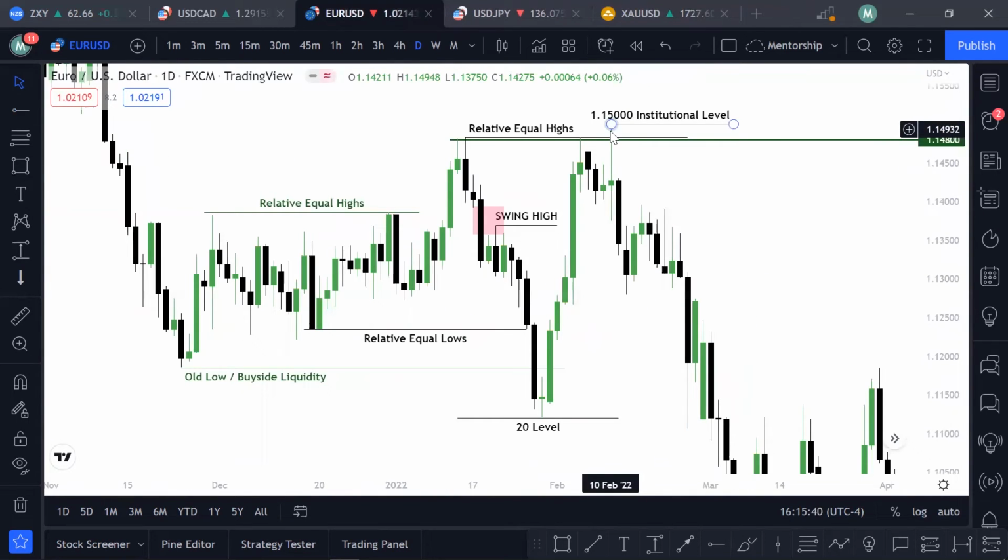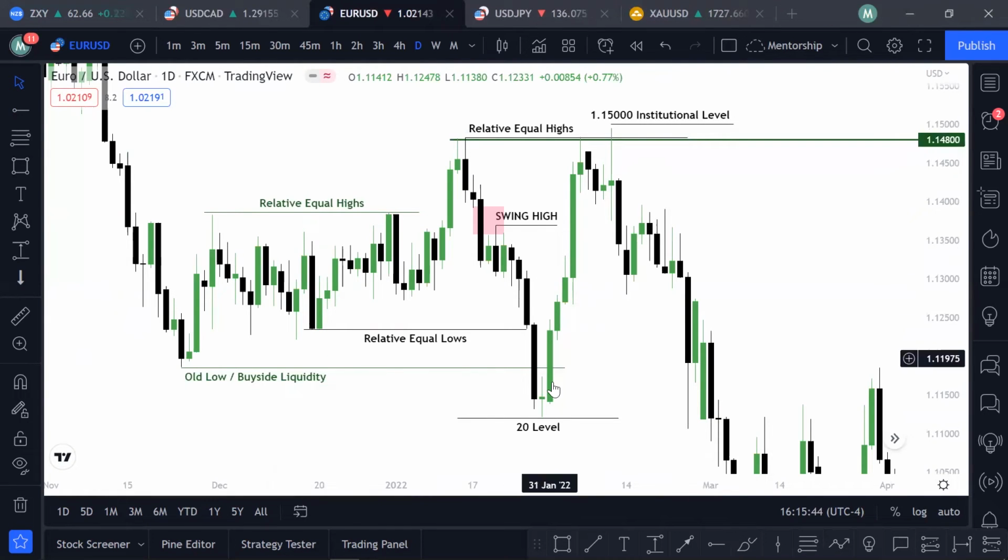So it trades there, then drops. Okay, it trades there, then drops. It first takes these lows, the old low, buys, then drops again.